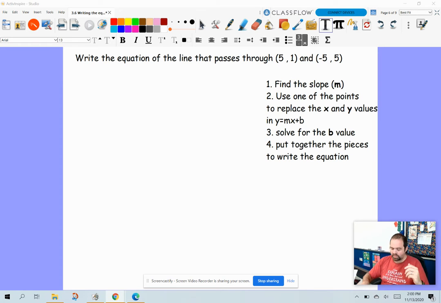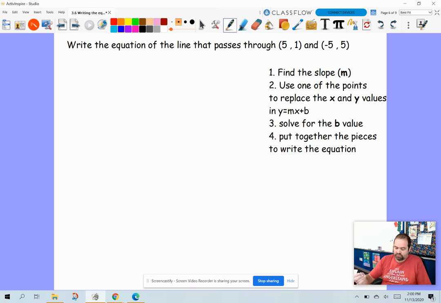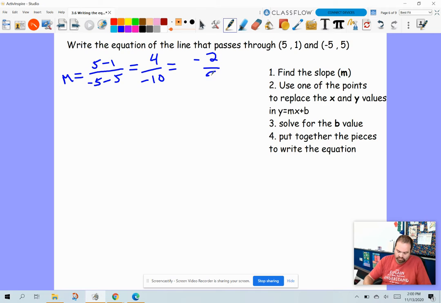So the first step doesn't change on any of these. The first thing you need to do is find your slope. So you're going to start by calculating your m, 5 minus 1, y2 minus y1, over negative 5 minus 5 for the denominator. So your slope winds up being 4 over negative 10. Now, I'm asking you guys to reduce this, okay? Both of those are divisible by 2, so I'm going to divide both by 2. That is negative 2 fifths.